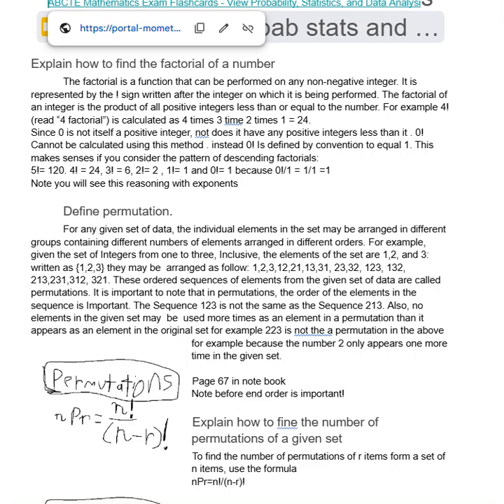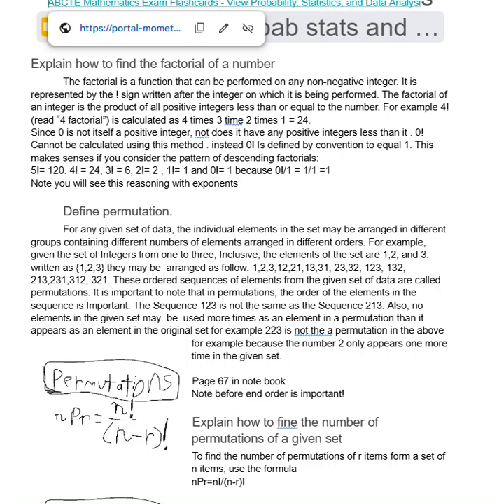I realized I did this with the Pop Goes the Weasel thing. Did not work. Anyway, but you can do Pop Goes the Weasel with the quadratic formula. Note, you can see this reasoning with exponents too. What I mean is when a number is to the power of 0, it is equal to 1.